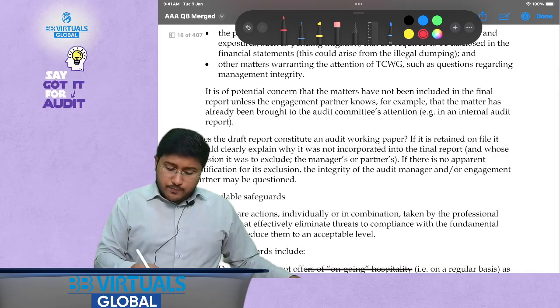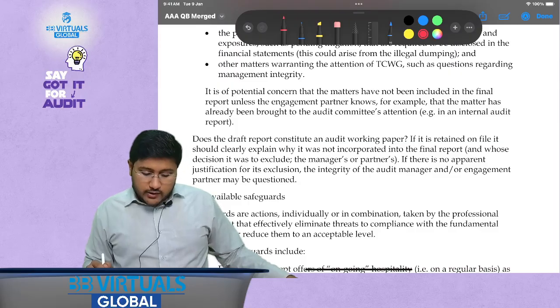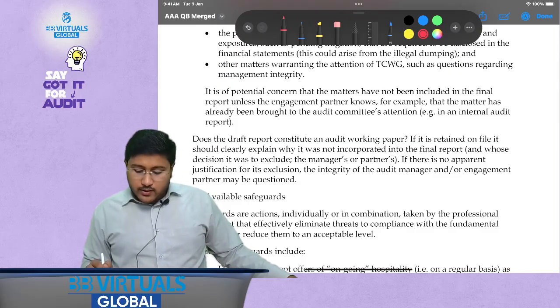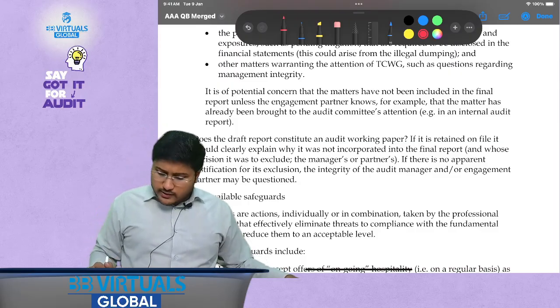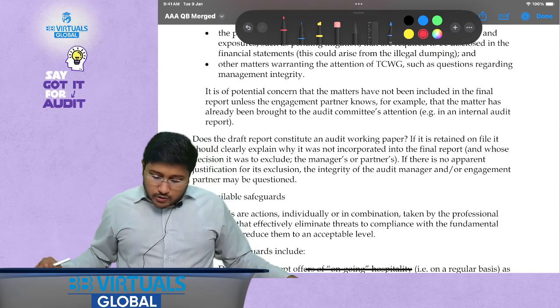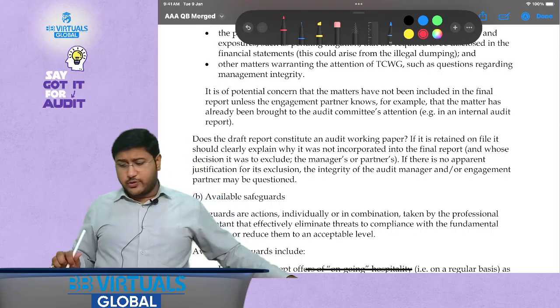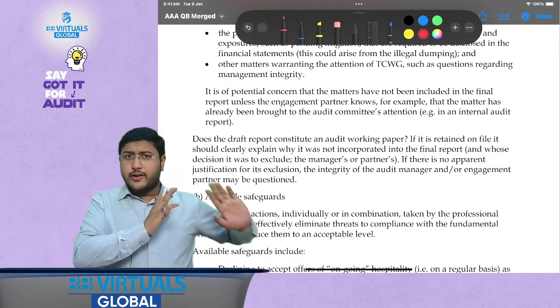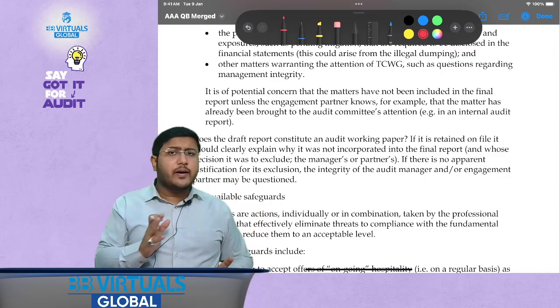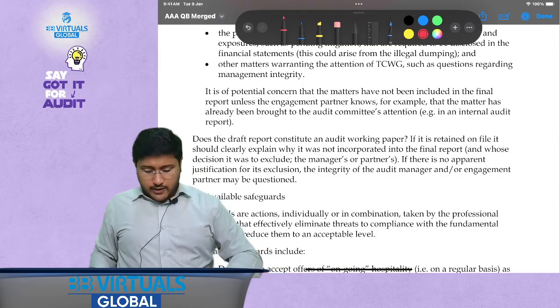So these two are very, very important, but let's read it. It is of potential concern that the matters have not been included in the final report unless the engagement partner knows that the matter has already been brought to the audit committee's attention. Does the draft report constitute an audit working paper? If it is retained on file, it should clearly explain why it is not incorporated into the final report. That is, if the audit engagement partner and manager knew about it, then why have they not incorporated it into the report? That is very, very important.